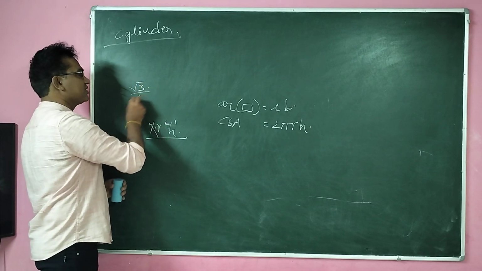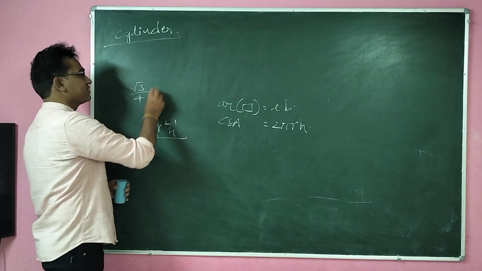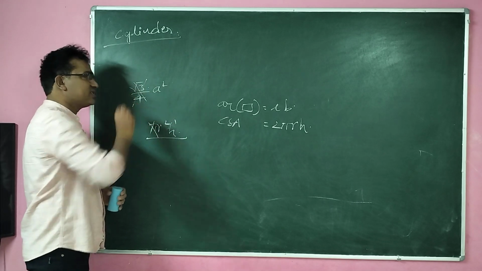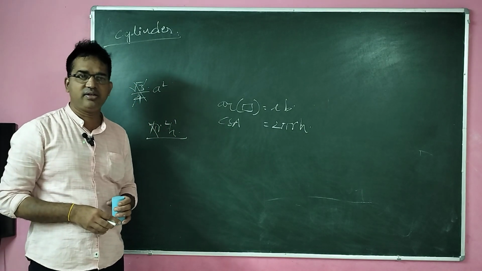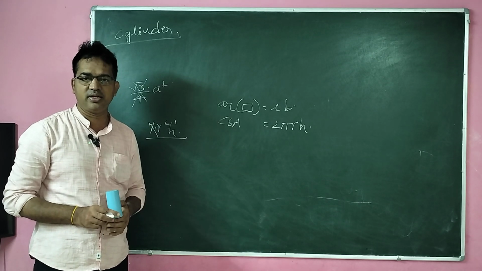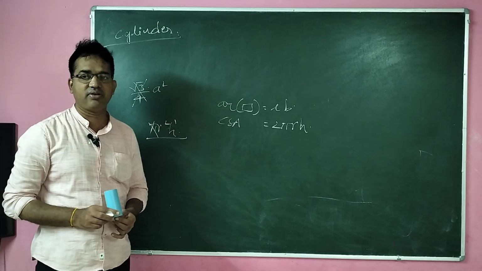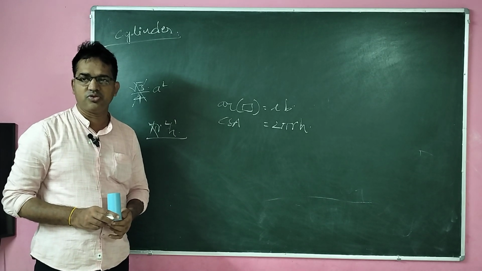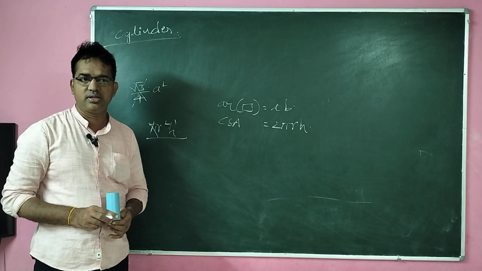Otherwise, take this formula: root 3 by 4 into a square. Which one does it belong to? Root 3 by 4 is a constant, so neglect it. A into a square... a square means it belongs to area. Which area? Area of equilateral triangle. Mostly understood, I think.